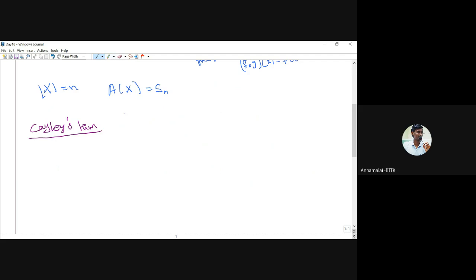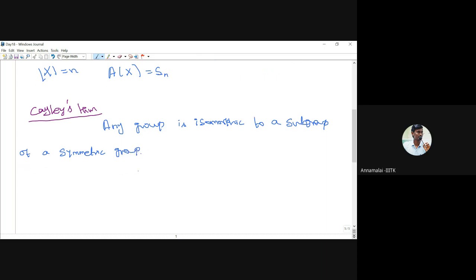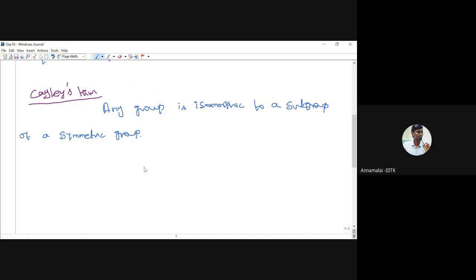So what Cayley's theorem says: any group is isomorphic to a subgroup of a symmetric group. This is a standard theorem. If we take the special case, any finite group is isomorphic to a subgroup of S n. Maybe we can call it a corollary of Cayley's theorem. So this is the general result.